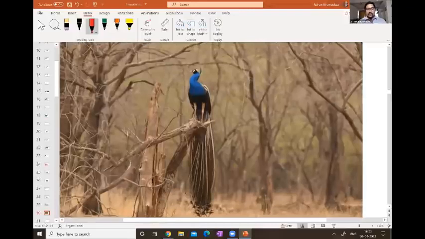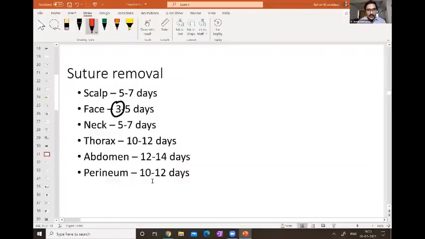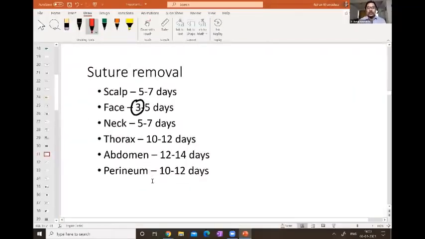Now, another question which you should know for the exam, this has also been asked in your exam: suture removal for non-absorbable sutures from various sites. Specifically, the most important which you should remember, sutures over the face can be removed as early as 3 days. For Whipple's procedure, when we are doing a pancreatico-jejunal anastomosis, Prolene can be used.